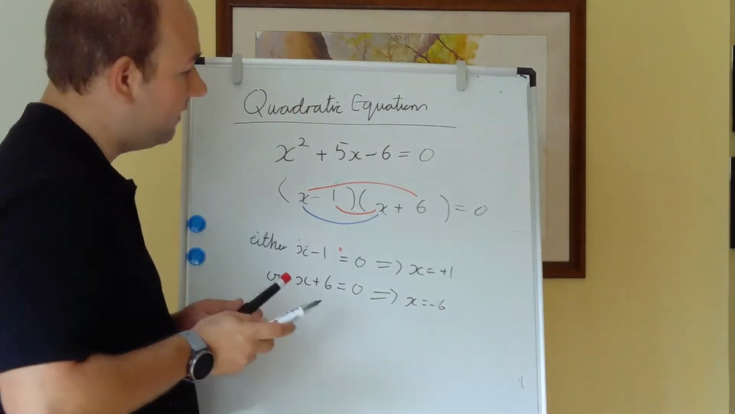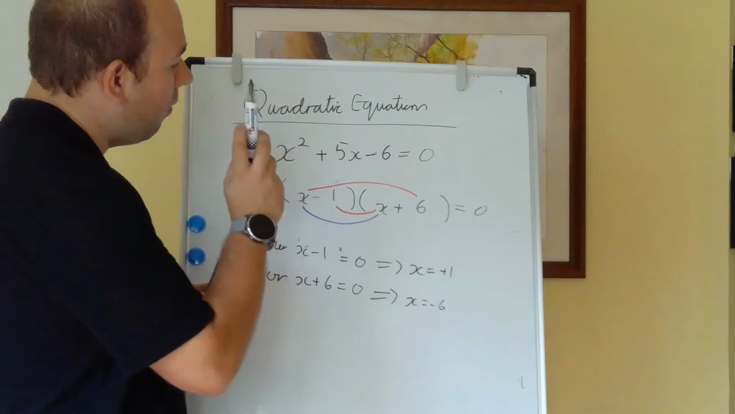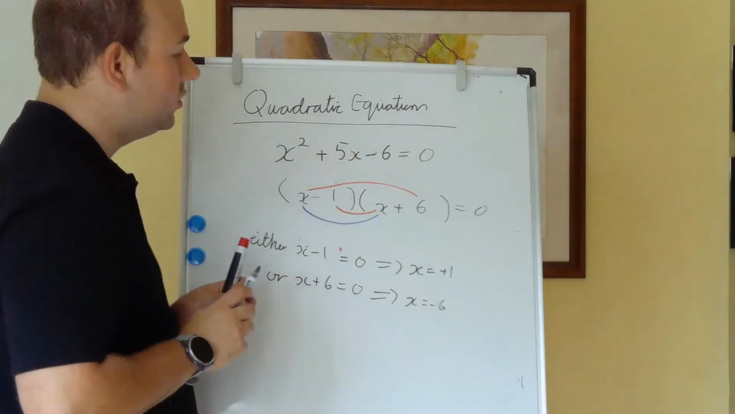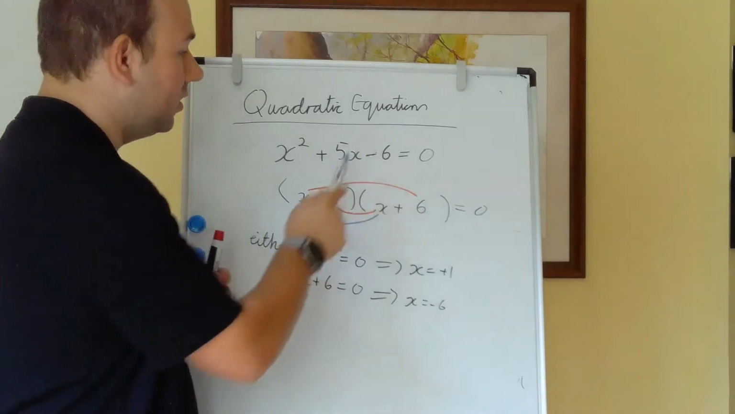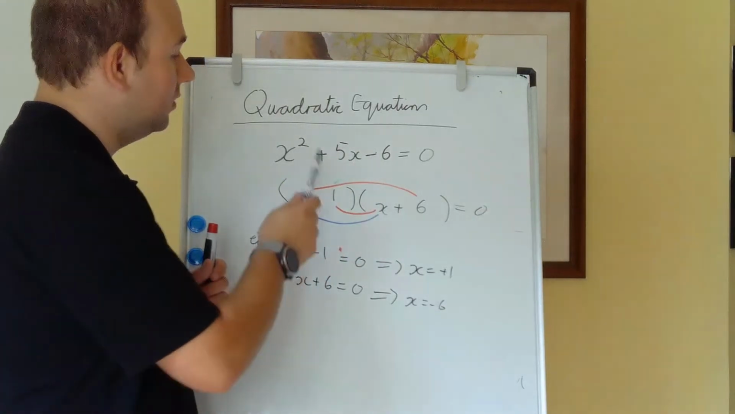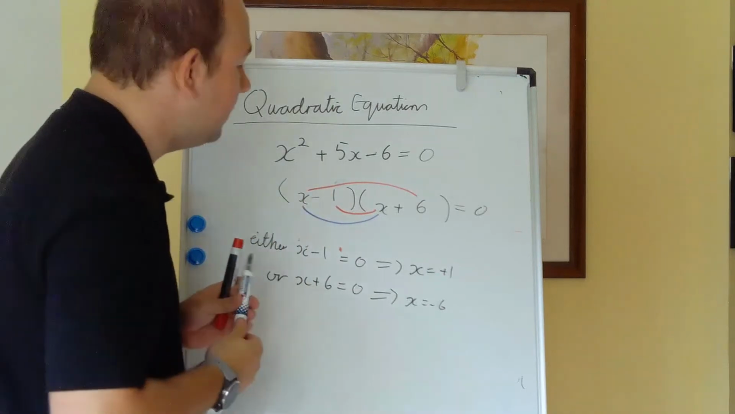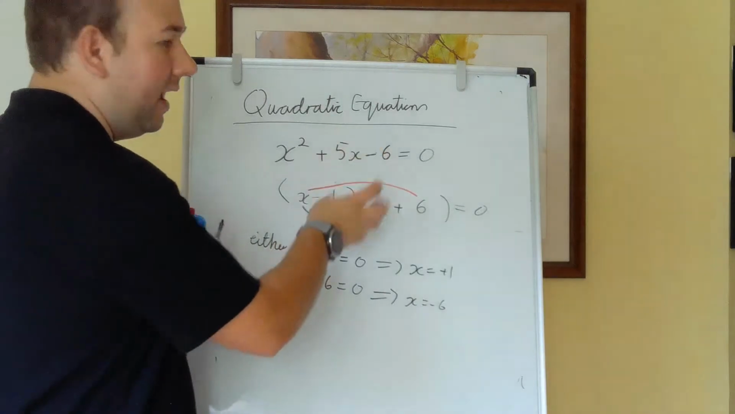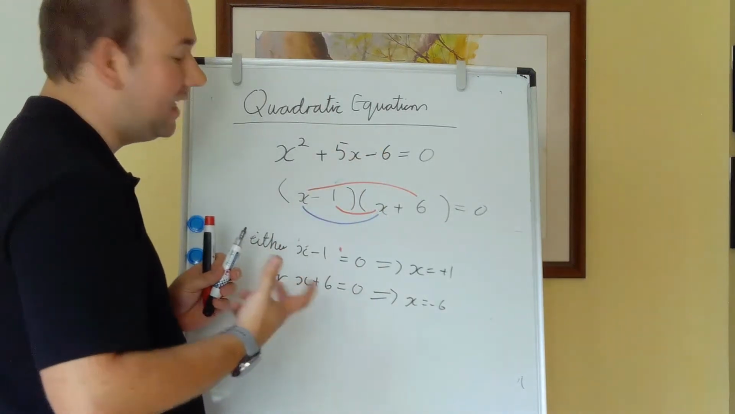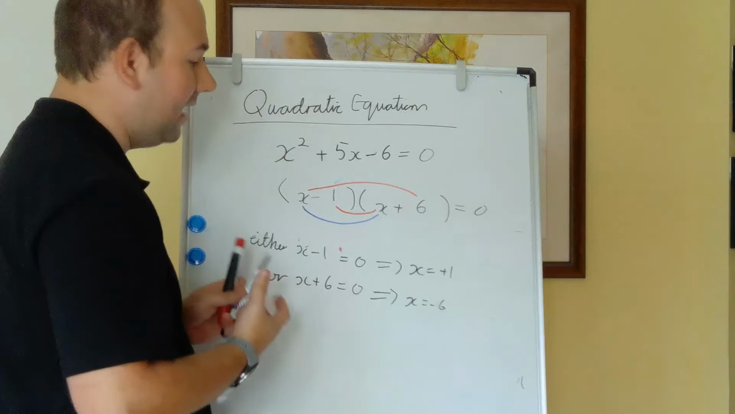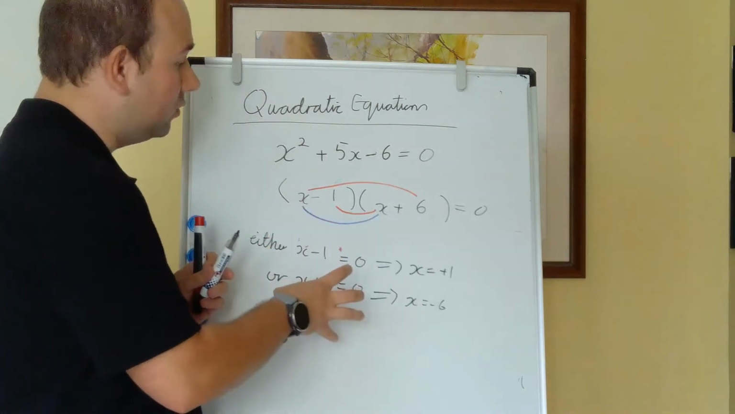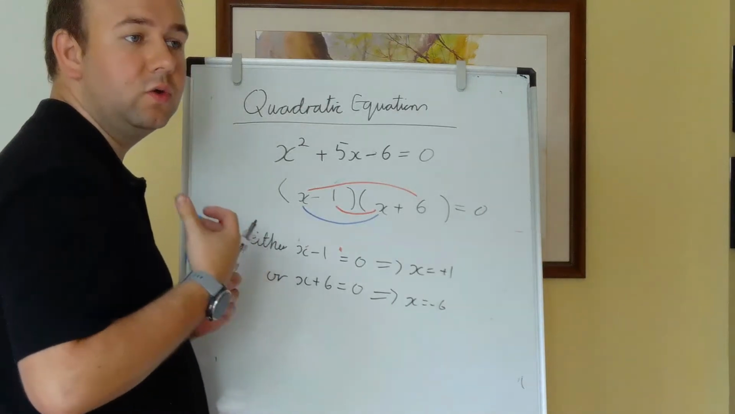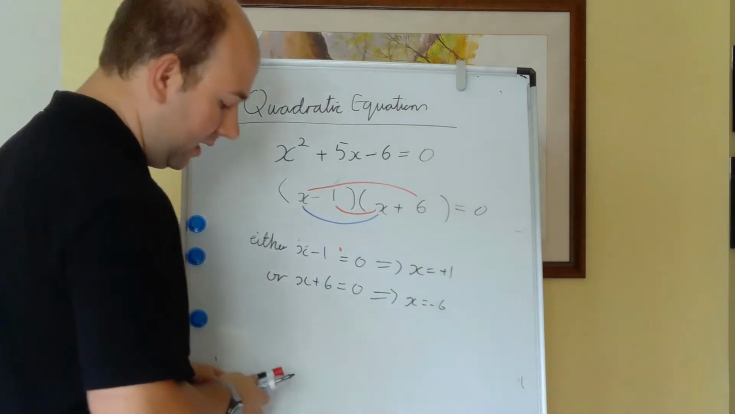The problem with factorisation is what happens if we can't think of two numbers that multiply together to make the constant, and then either add or subtract to make the b coefficient. Or what happens if they are decimal numbers and we can't just think of those off the top of our heads? This is where this method falls down. So in that case, we use something called the quadratic formula.